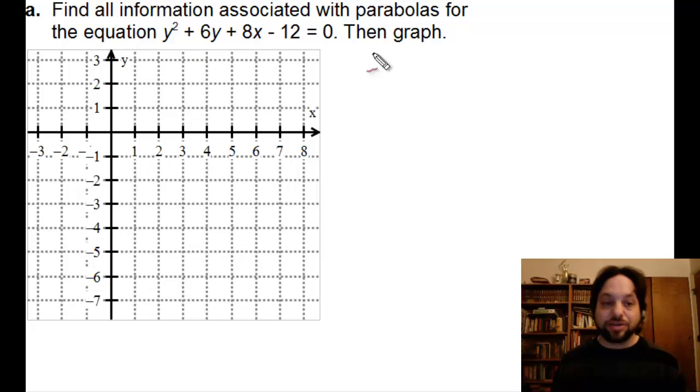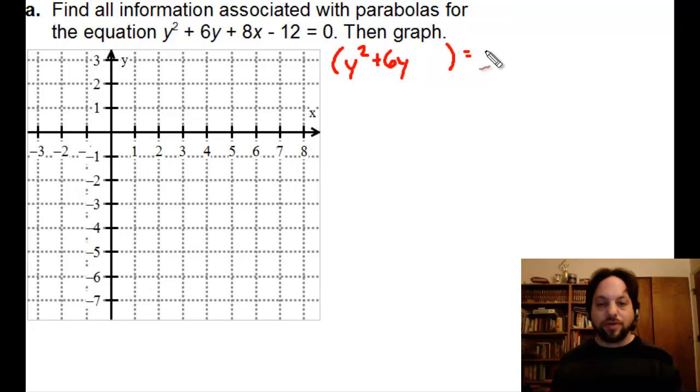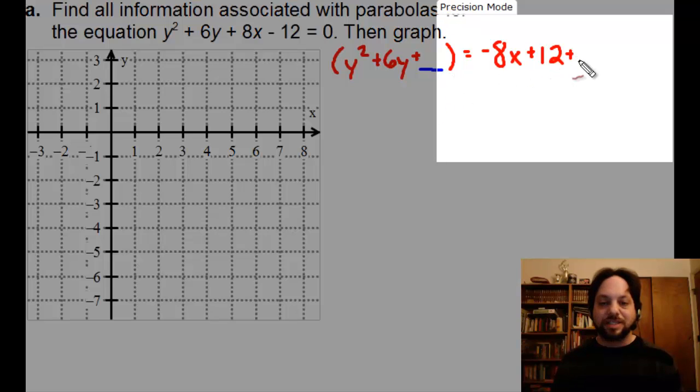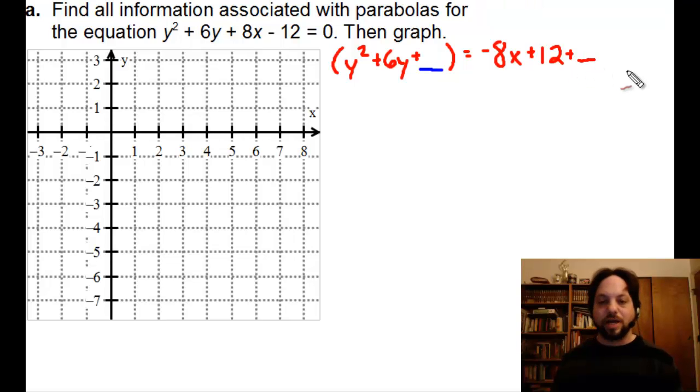To turn this into standard conic form, what we need to do is a little bit of completing the square. So I'll take all the y terms and leave them on the left side of the equation. I'll move all the x terms and the constant to the right side of the equation so that we have something like this. Now, what I'm going to have to do here is complete the square. I'm going to figure out which number I need to place there, and I will follow that up by placing the same number over here to the right.